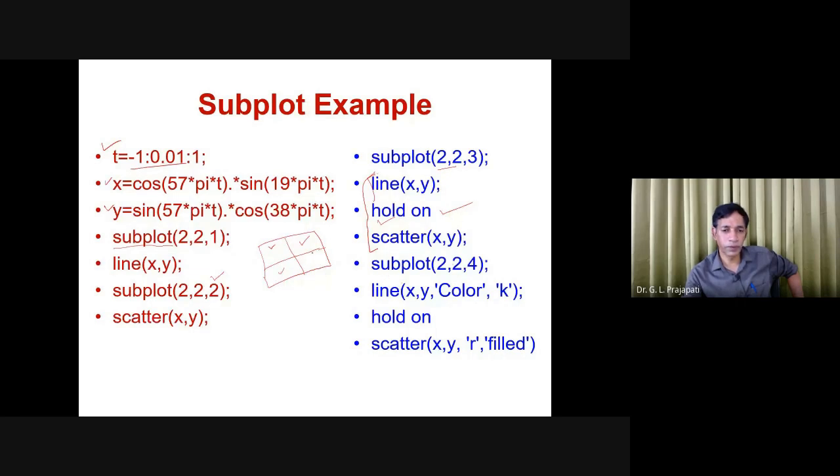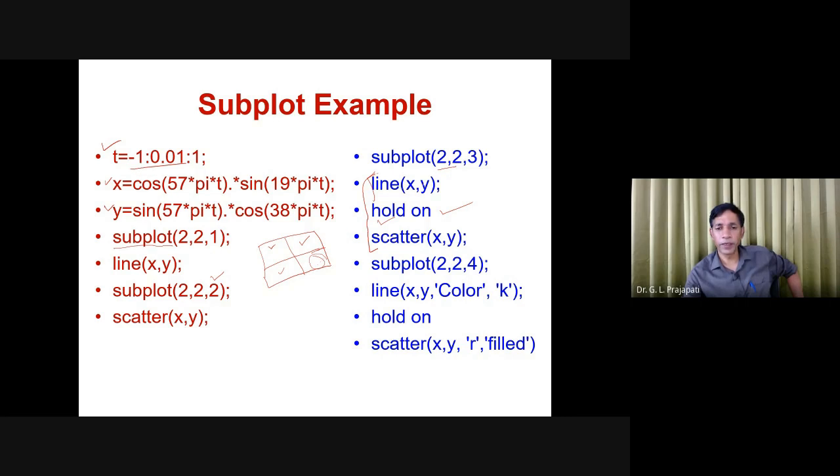This is the fourth one. This is 2 to 4. Okay. So 2 to 4. This is the area, and what you are going to do? XY line. You are also constructing the line, but the color of the line is specified. You have the K, and then you are going to say hold on, and you are going to say the scatter. So you are going to fill. So that will be the filled one. The scatter is filled. So here in this area also you are constructing the two graphs in the same graphics area.